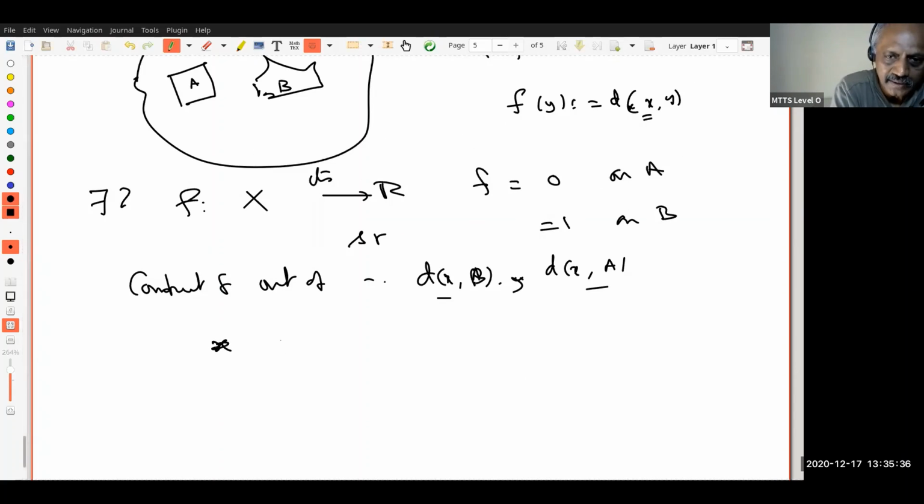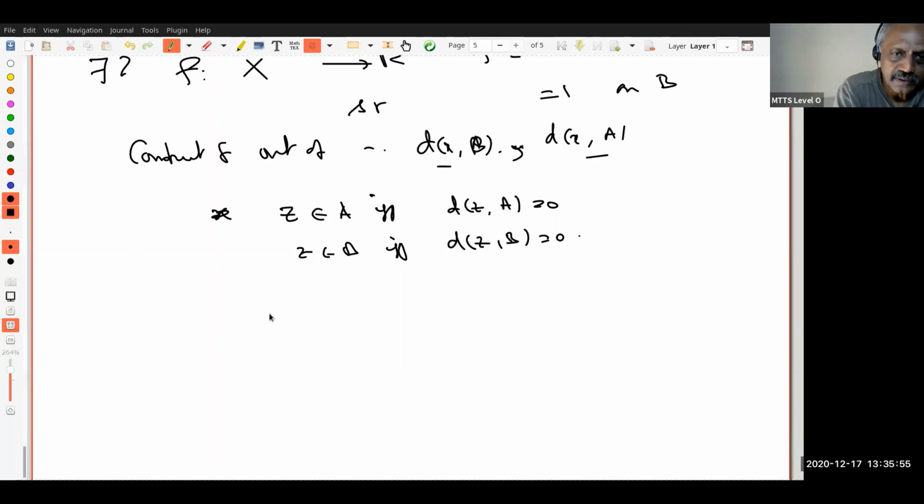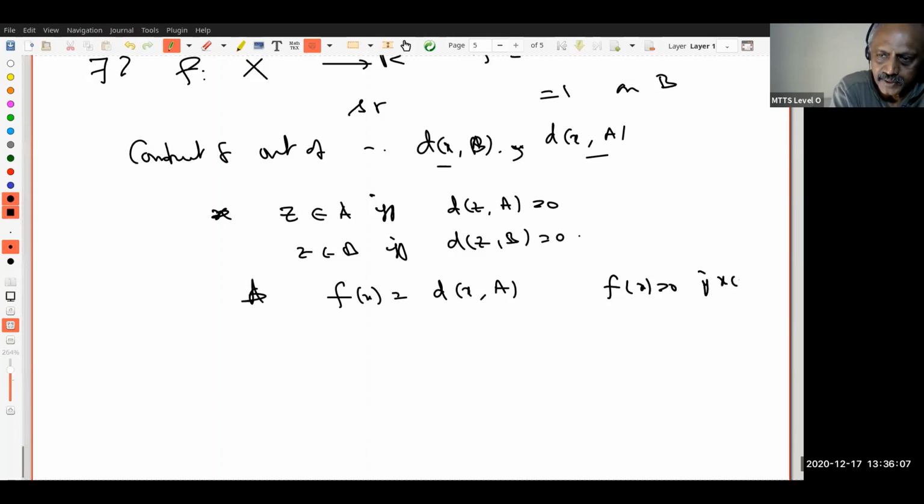Then we have shown that Z belongs to A if and only if the distance between Z and A is 0. And similarly Z belongs to B if and only if the distance between Z and B is 0. You understand that? Right. Now let me define f(x) equal to the distance between x and A. Suppose I do that. Then f(x) is 0 if x belongs to A. So I got it. You understand that?